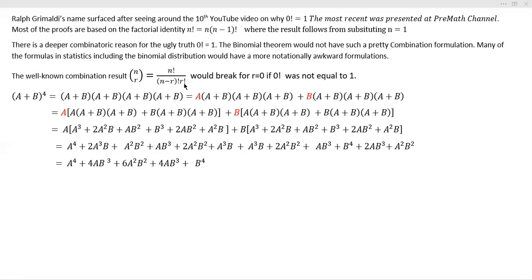The binomial theorem, a big theorem in mathematics, would break or not be as easily formulated if 0 factorial was anything but 1. And I'm going to demonstrate that here. Also, a lot of the stuff in statistics, the binomial distribution, anything that depends on the combination formula that I'm marking through right here, that's what they call the combination formula. It reads n choose r. N choose r means the number of selections of size r that you can select from a set of size n, where it's an unordered selection.